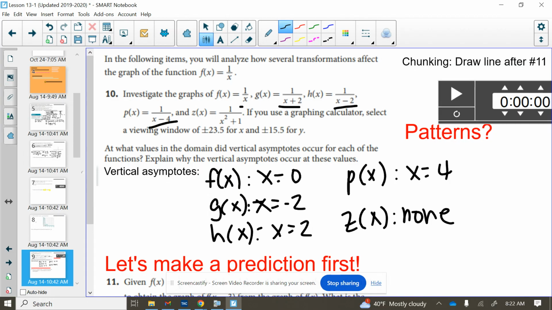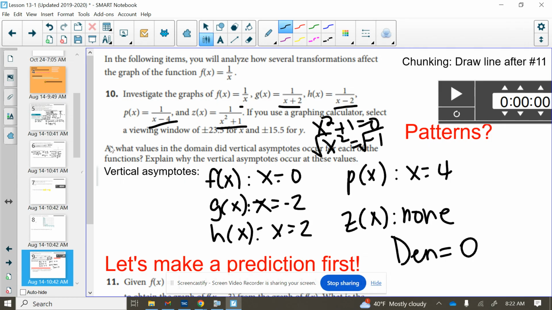And if you set each of your denominators equal to 0, that's going to give you where these vertical asymptotes are occurring. Notice officially why z of x didn't have one. If you tried to set x squared plus 1 equal to 0, your vertical asymptotes would be imaginary. So that's why there were none for z of x.